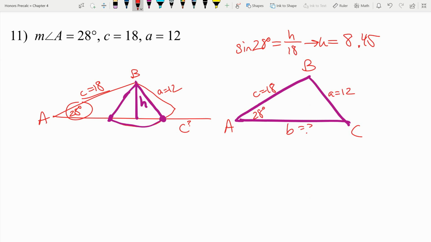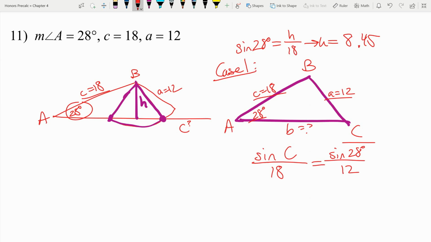Well, we can use law of sines to figure this out then, because I do have an angle and its opposite side here. So the only thing I can look for first, if I find the other known quantity, is side C. So that means I should be looking for angle C first. We'll call this case 1, or situation 1, large triangle. So that means sine of C over little c, 18, should be equal to sine of A, 28 degrees, over side A. So we could figure that out.